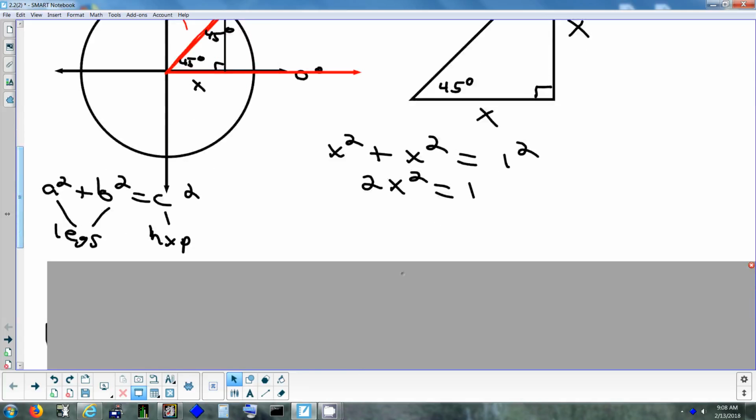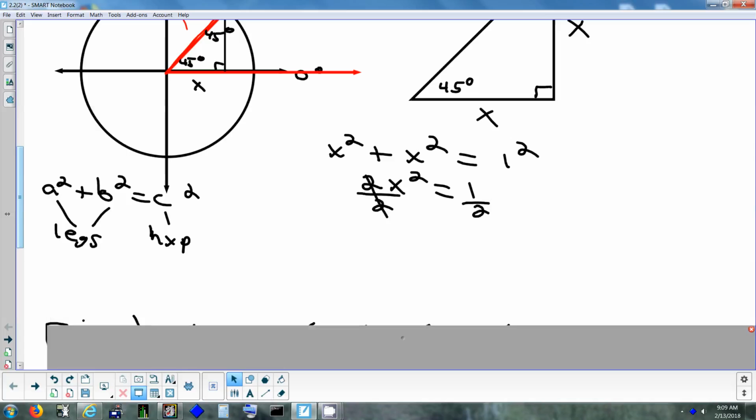Two things I have left to do. I've got to get rid of the 2, and I've got to get rid of squaring. So let's start with the 2. Ben, how would I move that 2 to the other side? Divide by 2. All right, so now we get x squared equals a half. And Sean, I want to get x, so how do I get rid of squaring? You take the square root. So x is the square root of a half.